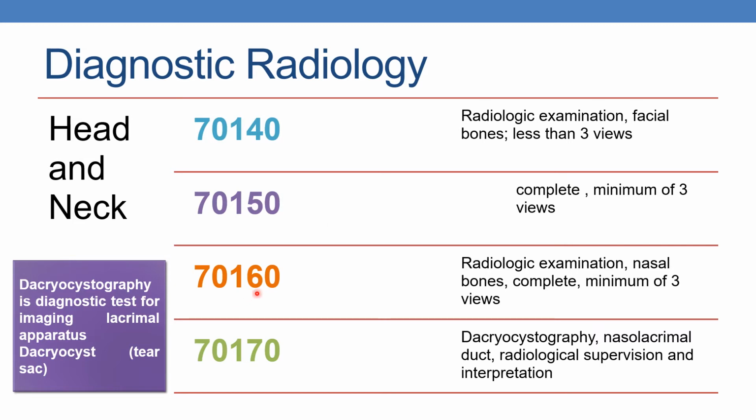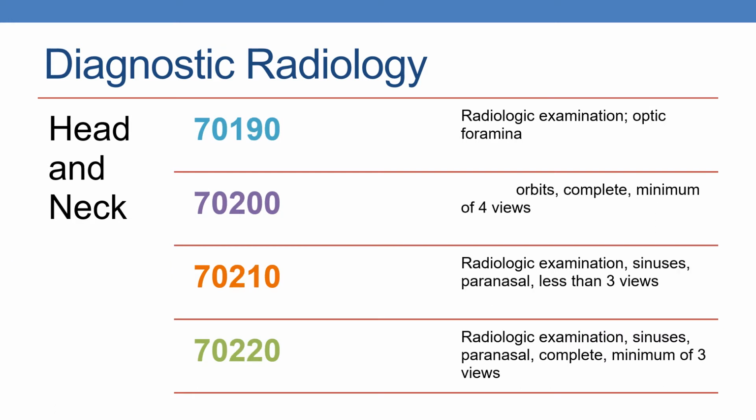The next is 70160. It deals with radiological examination nasal bones complete, minimum of 3 views. The next is 70170. It deals with dacryocystography, nasolacrimal duct, radiological supervision and interpretation. Dacryocyst is the tear sac. Dacryocystography is a diagnostic test for imaging the lacrimal apparatus.